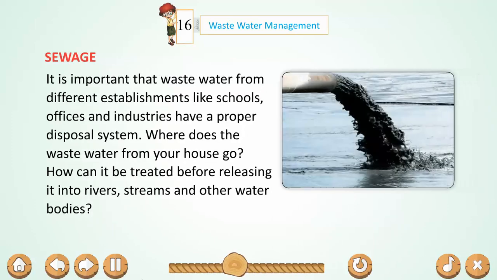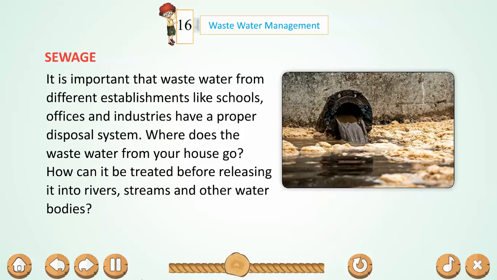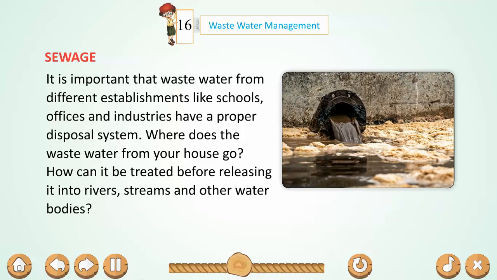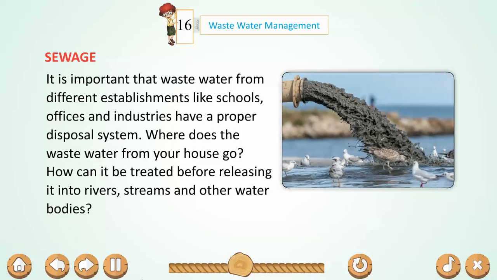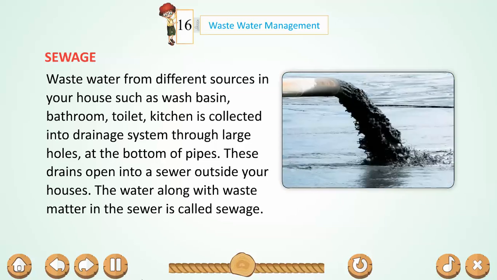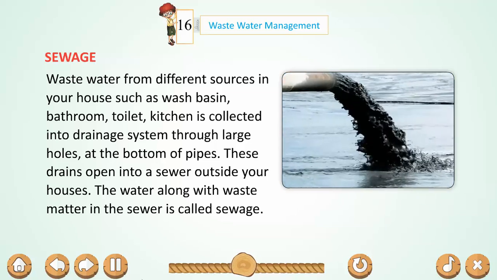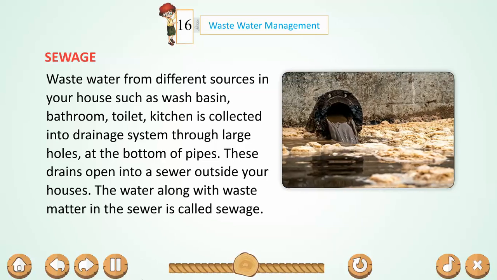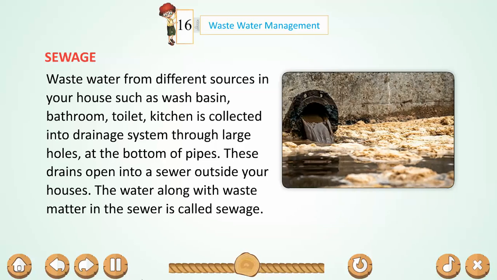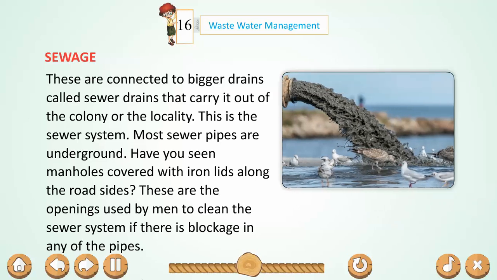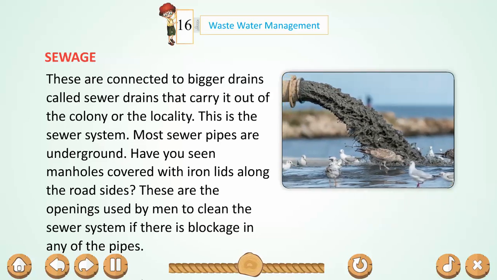Sewage. It is important that wastewater from different establishments like schools, offices and industries have a proper disposal system. Where does wastewater from your house go? How can it be treated before releasing into rivers, streams and other water bodies? Wastewater from different sources in your house such as wash basin, bathroom, toilet, kitchen is collected into the drainage system through large holes at the bottom of pipes. These pipes open into a sewer outside your house. The water along with the waste matter in the sewer is called sewage. These are connected to a bigger drain called sewer drains that carry it out of the colony or the locality. This is the sewer system.